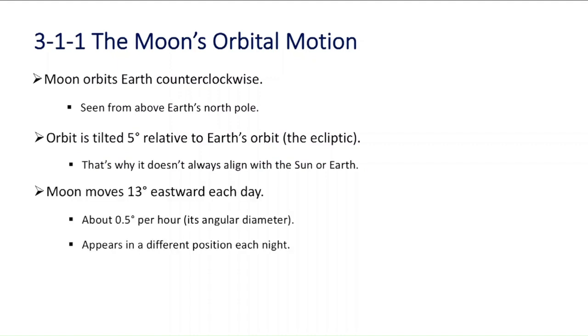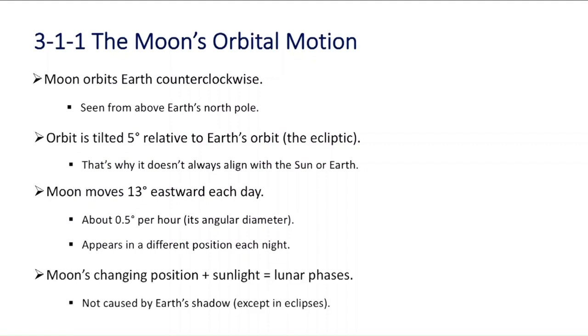And the moon shifts about 13 degrees to the east every day, so it rises and sets about 50 minutes later each night. So if you watch it for an hour, you can actually see it move a bit against the background stars. Remember, the moon rises about 50 minutes later each day. Now, the phases we see are just sunlight hitting the moon from different angles. So the moon's shadow is not involved. That only happens during eclipses.